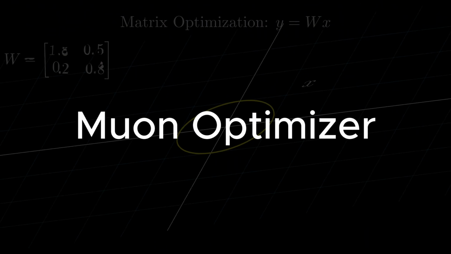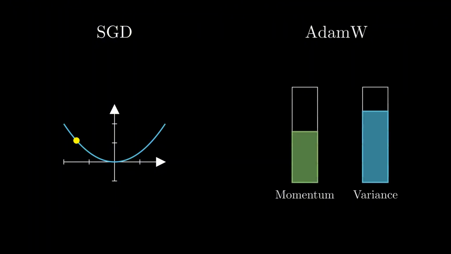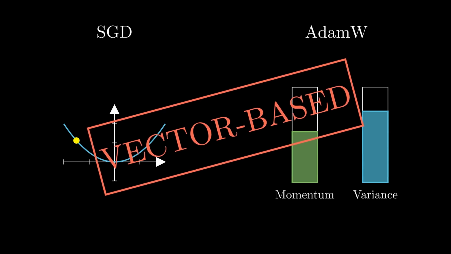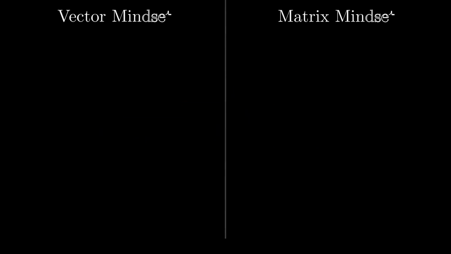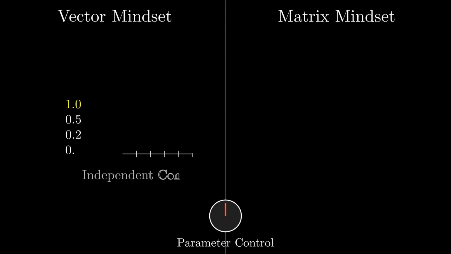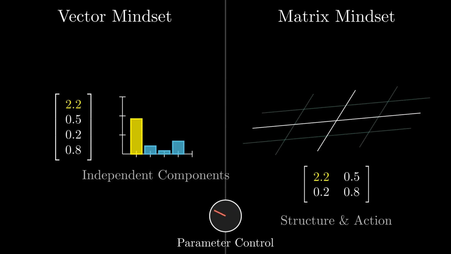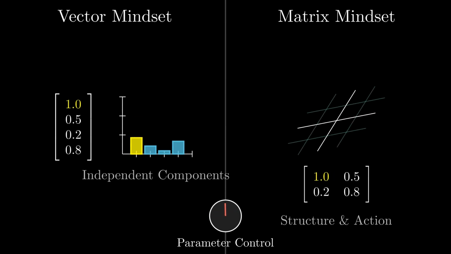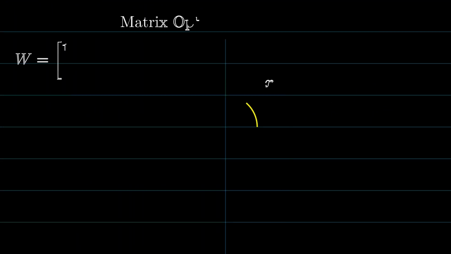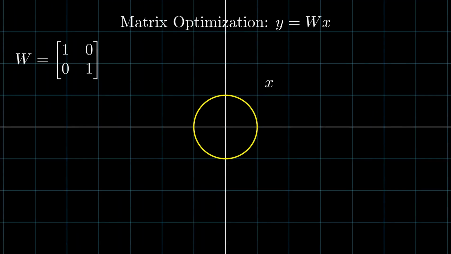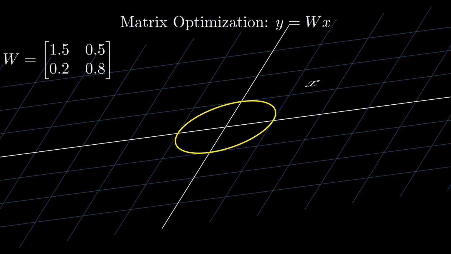Now we're ready to tackle Muon. The problem with most modern optimizers like stochastic gradient descent or ADAM-W is that they are vector-based optimizers. In other words, they treat your parameters as completely independent real numbers. But for matrix parameters that represent linear transformations, maybe we can make use of this additional structure to design a better optimizer. How do we create gradient descent, but for matrices rather than plain vectors?